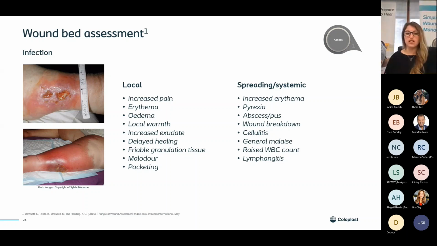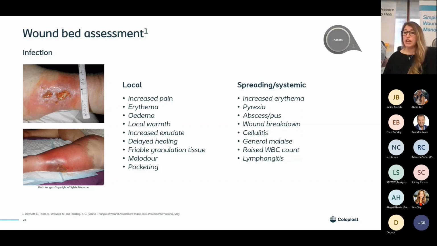Has this wound all of a sudden, it's not moving towards that healing phase? Has it just become static? Have we delayed that wound healing? Is there any odour there? And does the granulation tissue bleed really easy? Is it friable? But then you also need to look at your spreading or your systemic infections.